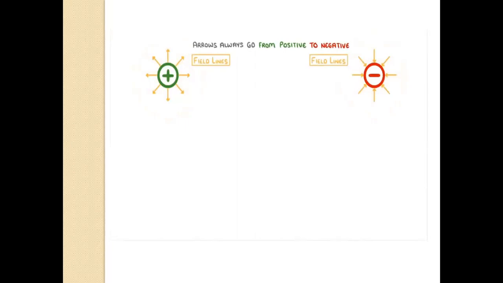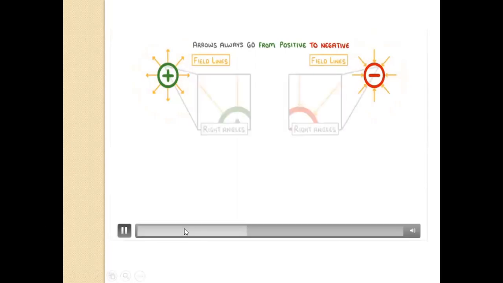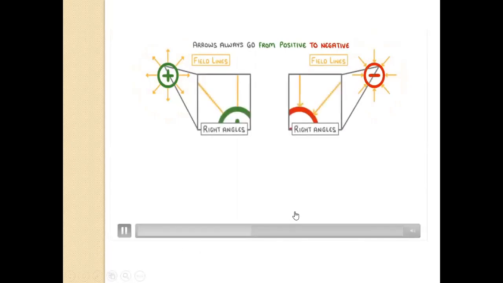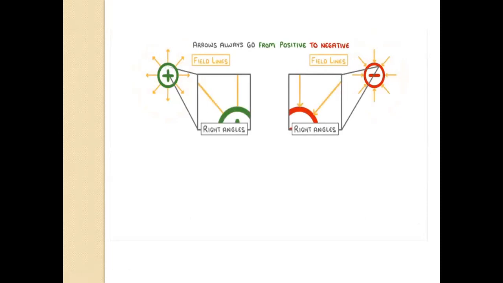The other thing to remember when you're drawing them is that you have to draw them at right angles to the surface. So perpendicular, like this. And if you're asked to draw them in the exam, make sure you show a fair few. For example, 8, like we have here.